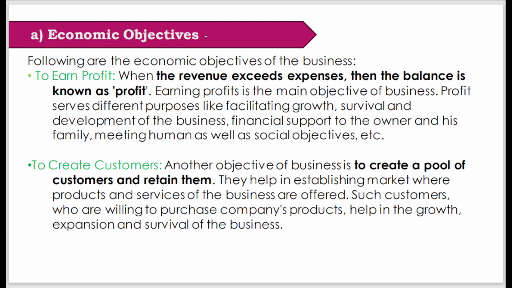Now we are going to discuss each one by one. The first one is economic objective. The economic objective involves many things, like earning profit. As we know, what is profit? When revenue exceeds expenses, the balance is known as profit, right? So our economic objective may be to earn profit.